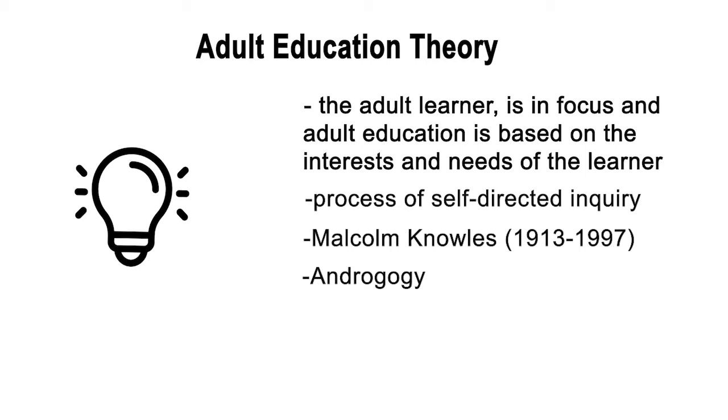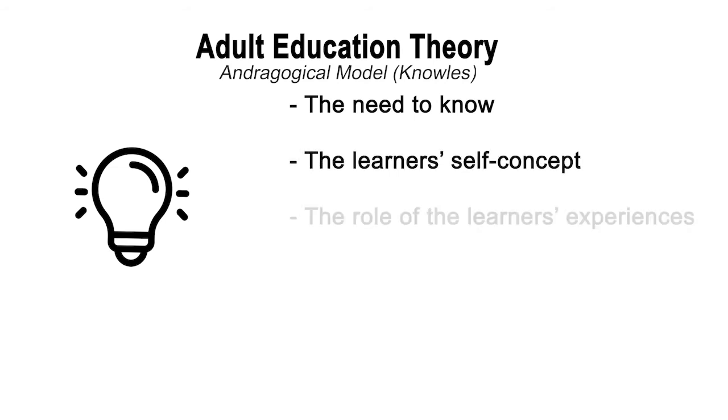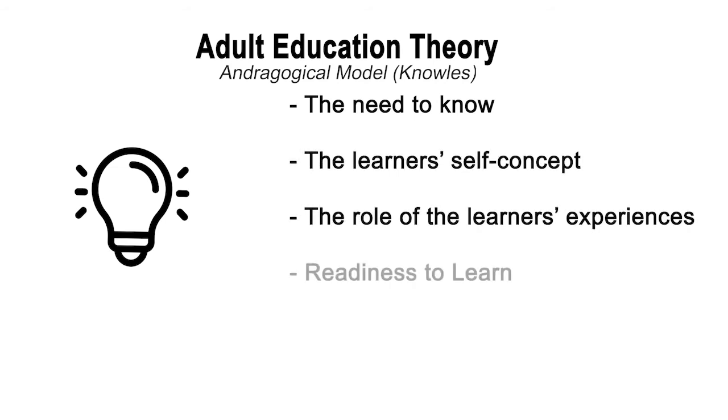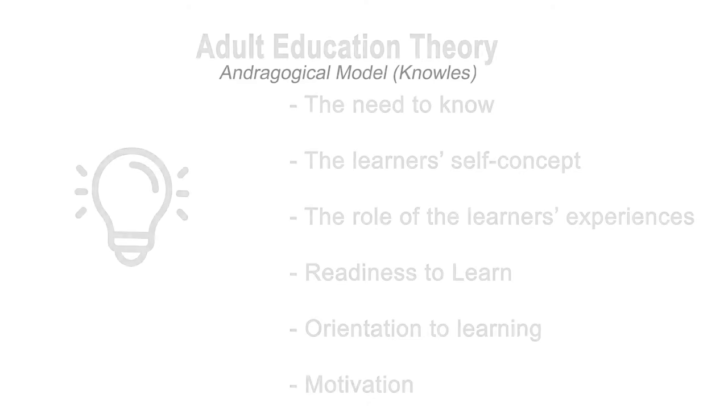There are a handful of assumptions that the andragogical model is based on that describe what constitutes adult learning. They are the need to know, the learner's self-concept, the role of the learner's experience, readiness to learn, orientation to learn, and motivation. With the first assumption, the need to know.